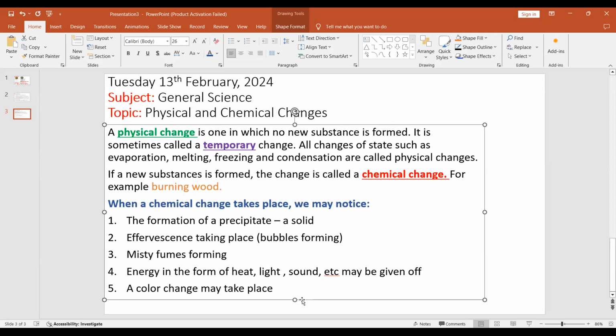Yes, sir. Okay, good. Can you all still see the screen with the notes? Yes, sir. Yes, we can see it. Okay, good.